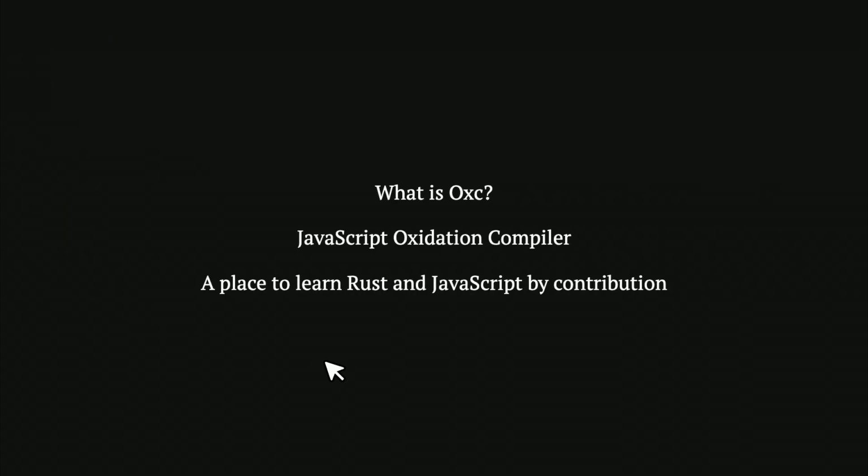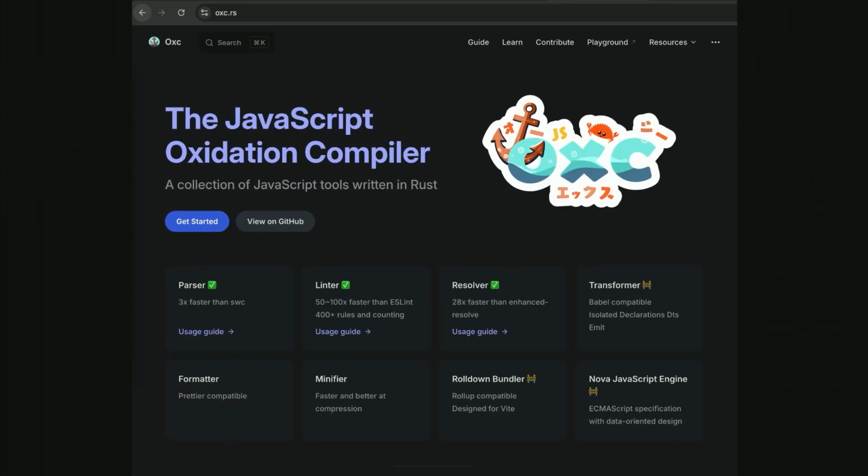So what is Oxc? It is a compiler, and it's also a place where you can learn Rust and JavaScript by contributing to the GitHub repo. The JavaScript Oxidation Compiler, you can visit at oxc.rs. It is a collection of JavaScript tools written in Rust. Some parts are standalone, and some parts support other projects.